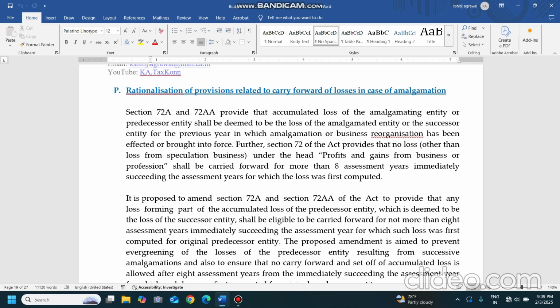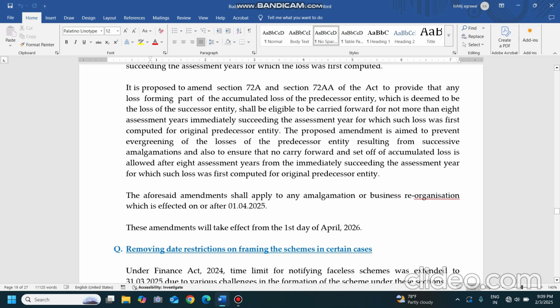Now this amendment is done in case of 72A and 72AA, that the loss will be allowed to be carried forward for 8 years. Whatever loss the amalgamating company is transferring to the amalgamated company, they can carry forward for 8 years itself. But the first year being when it was originally incurred by the predecessor entity.